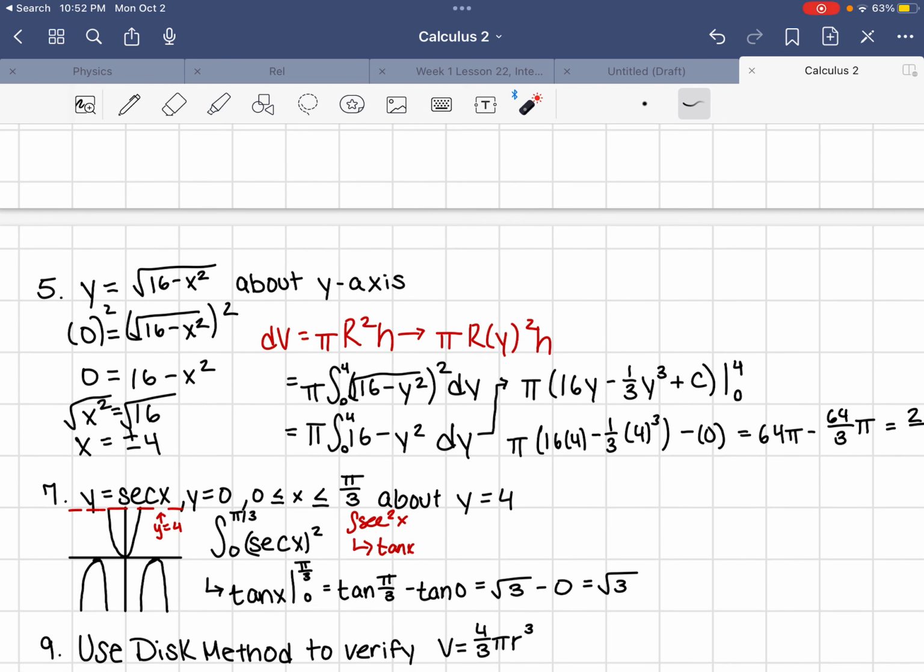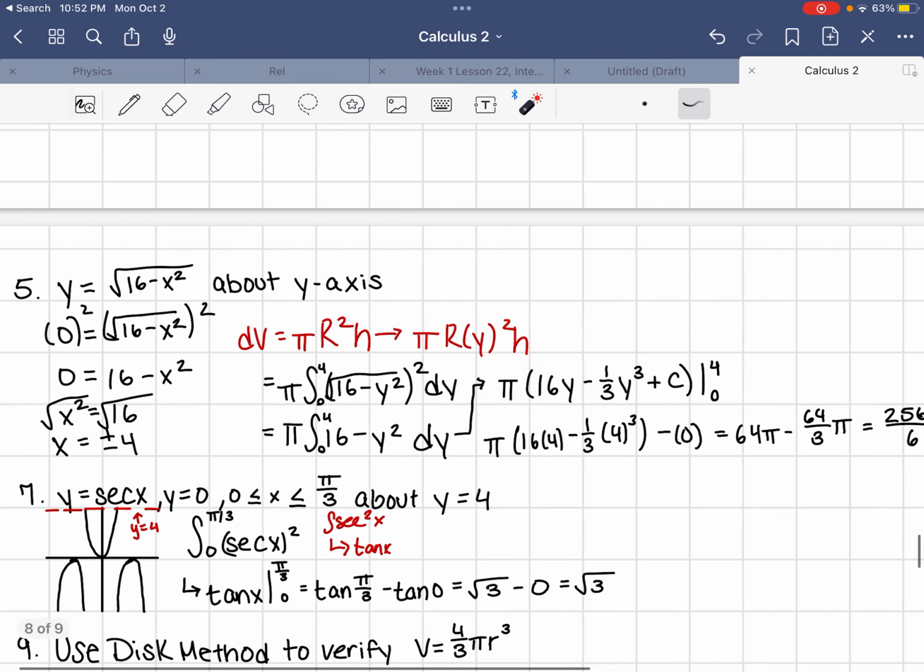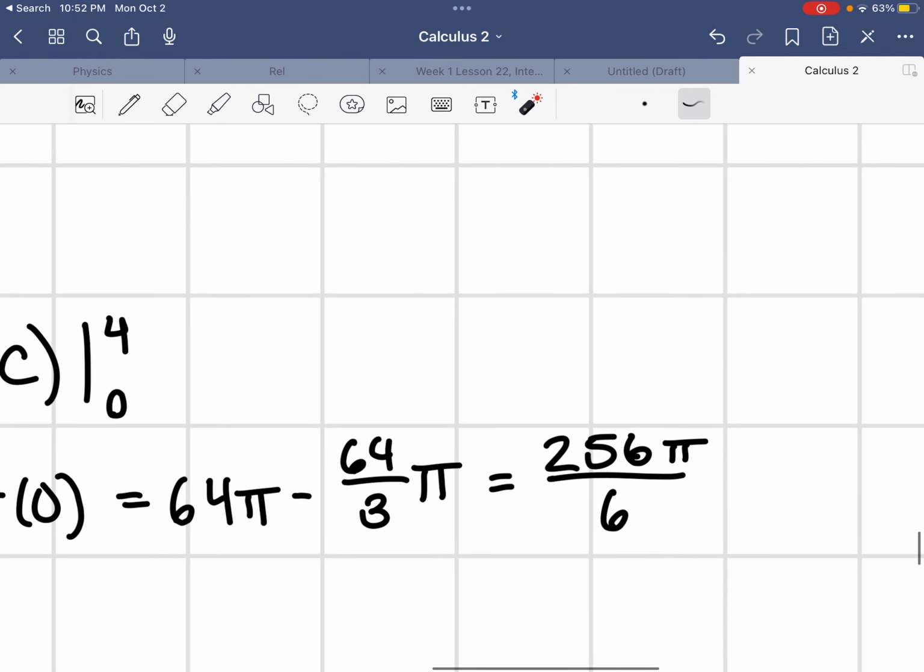Number 5 is also the disk method, but rotated about the y-axis. Basically, you just find the inverse of everything and find what x and y are. I found here, and then I found the integral here and put this formula in here. You can see that I found the integral right here, and then I plugged it in, and you can see that I ended up with 256 pi over 6.